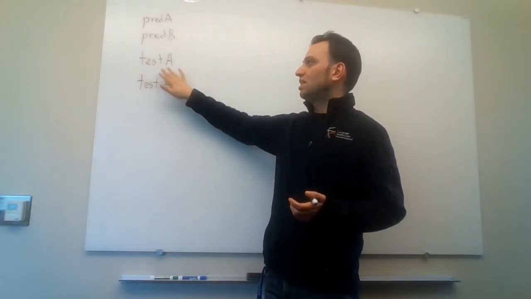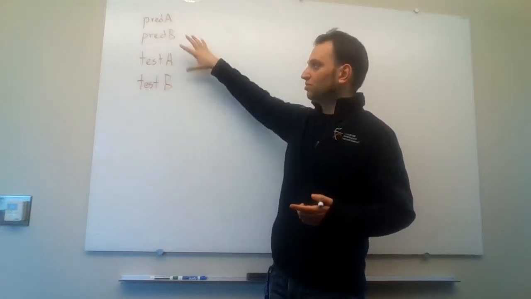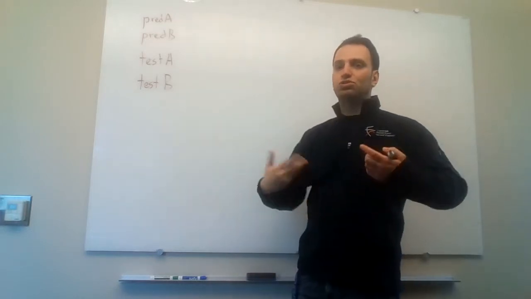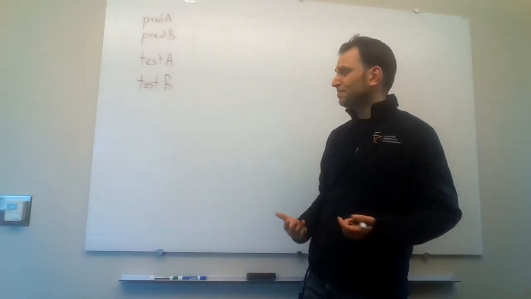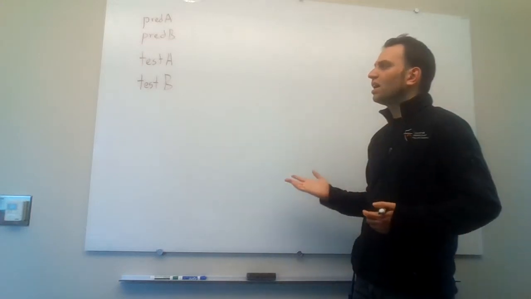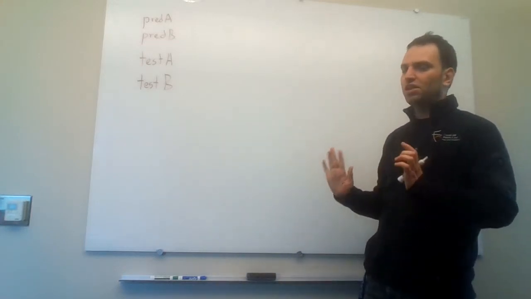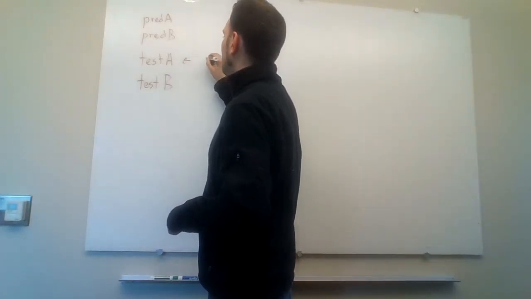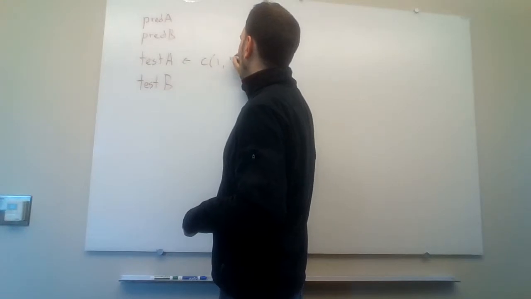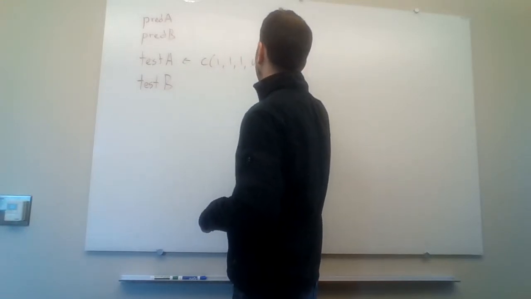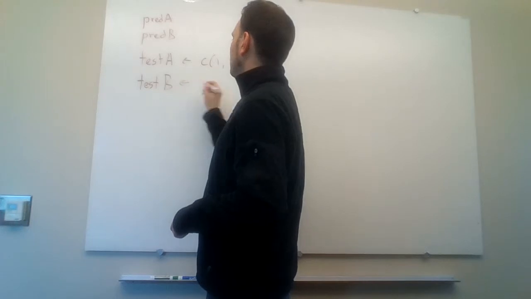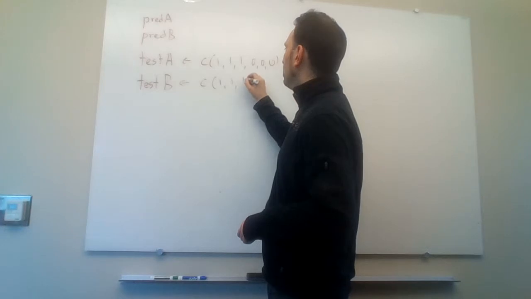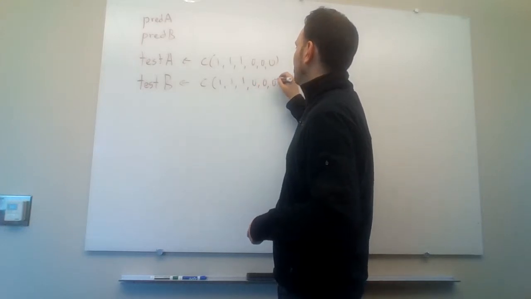So it's going to be the same thing here. Those would be the labels. The test A, test B, those would be the correct responses. Pred A, pred B, those would be the predictions that the classifier makes. The first thing I would usually do is make up some data just to make things more concrete. So for test A, let's say that the labels are like this: 1, 1, 1, 0, 0, 0. And let's say that for test B, it's the same thing: 1, 1, 1, and then 0, 0, 0.